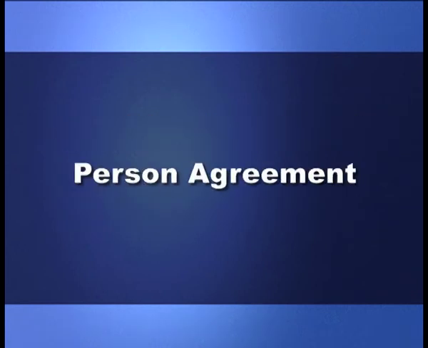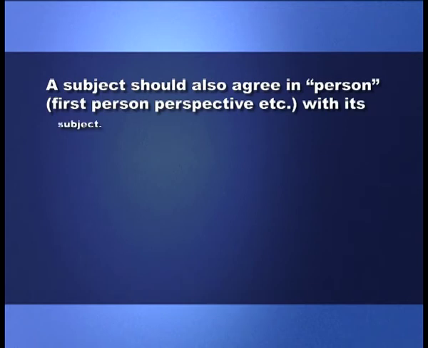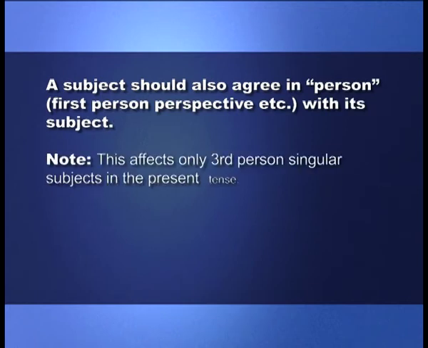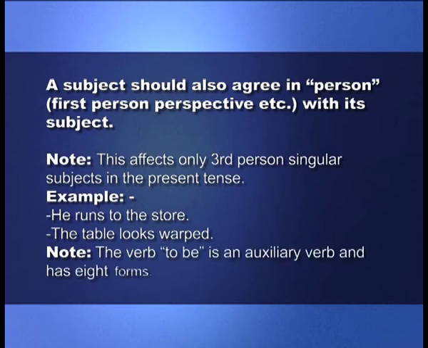Number 2. Person agreement. A verb should also agree in person, first person, etc., with the subject. Note: this affects only third person singular subjects in the present tense. Example: He runs to the store. The table looks warped. Note: the verb to be is an auxiliary verb and has 8 forms.